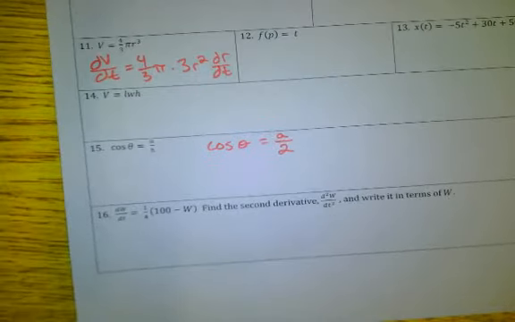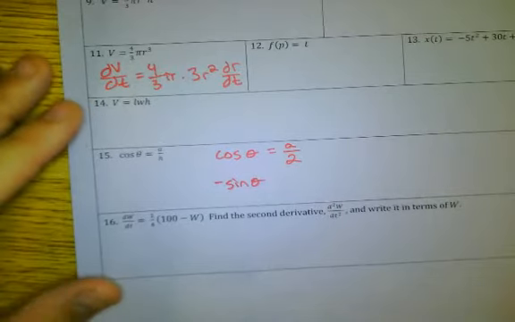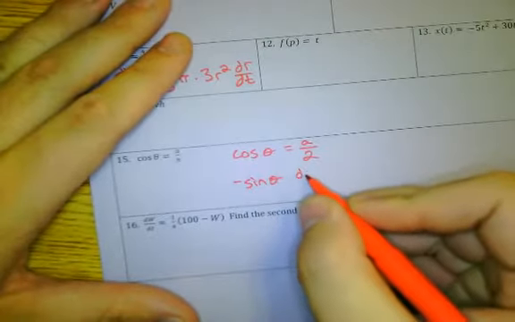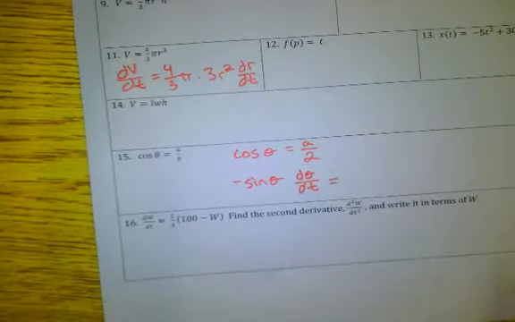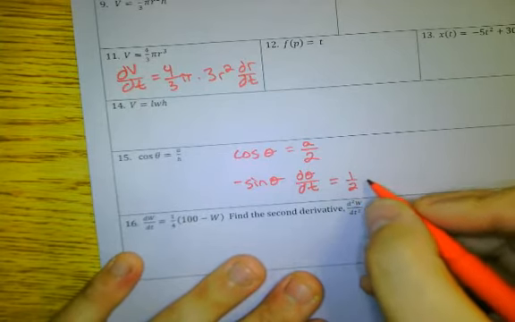So what's the derivative of the left-hand side? It's negative sine theta d theta dt equals, and what's the derivative of a? So this would be d over dt. So can we just say this is 1/2 dA dt?